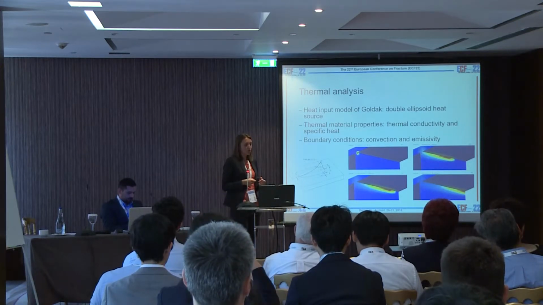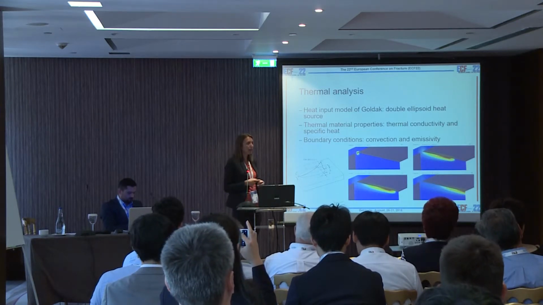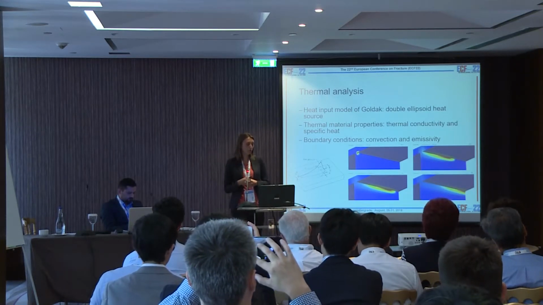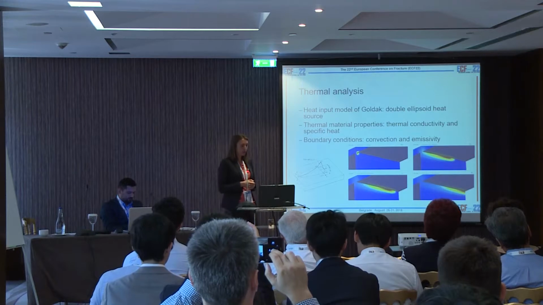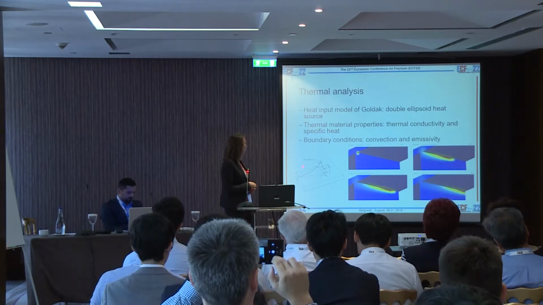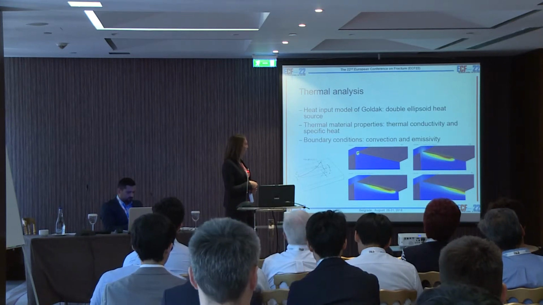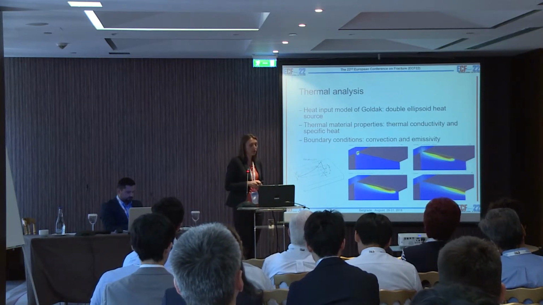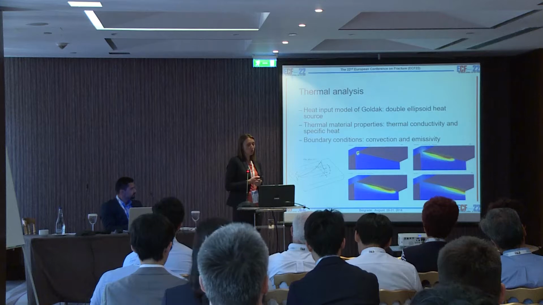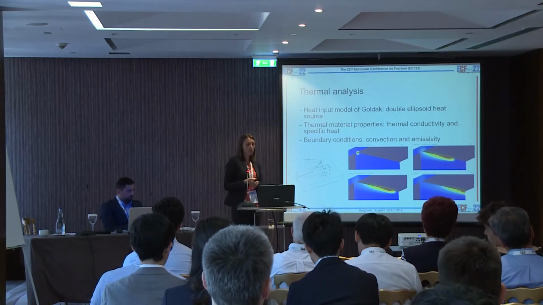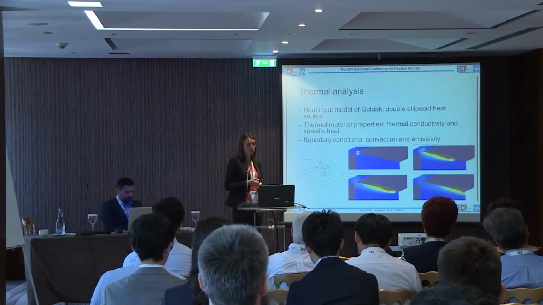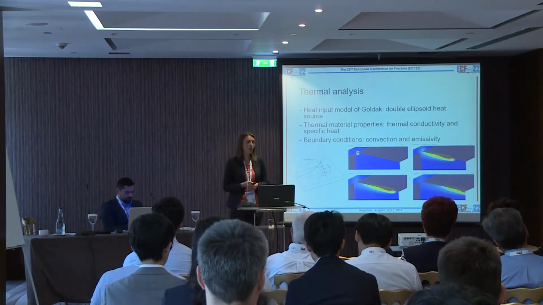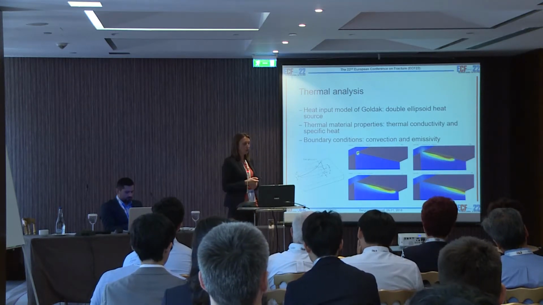So we put heat flux on the model, and this heat flux can be determined based on the heat input model of Goldak. This is a double ellipsoidal heat source model, and the parameters for these models can be determined based on the weld geometry. Also, thermal material properties will be specified. These are the thermal conductivity and specific heat as a function of the high temperatures which will arise during the welding.